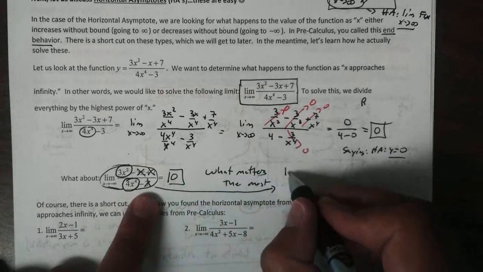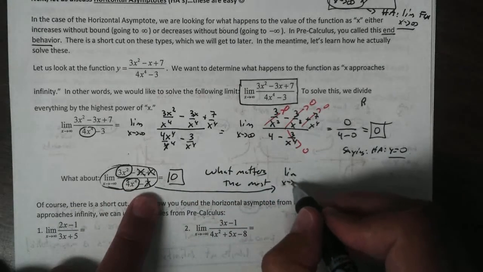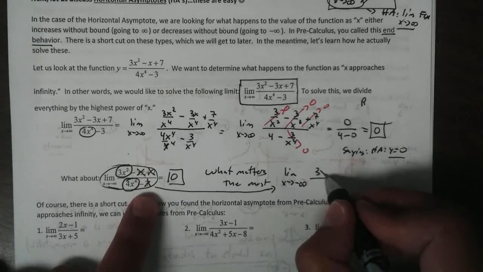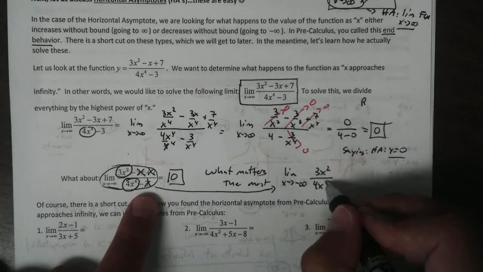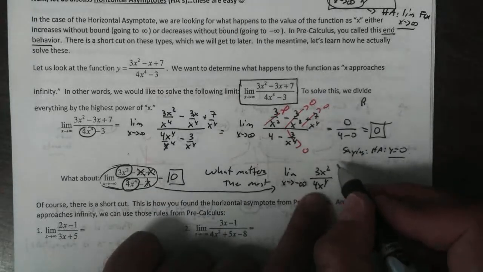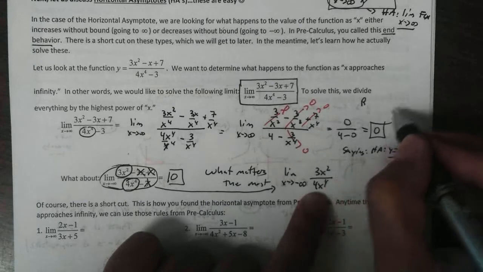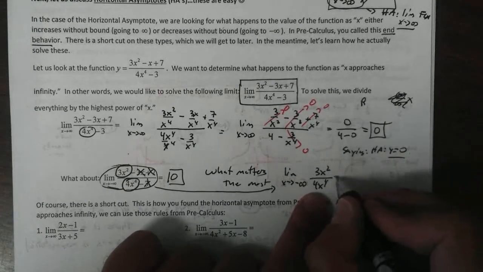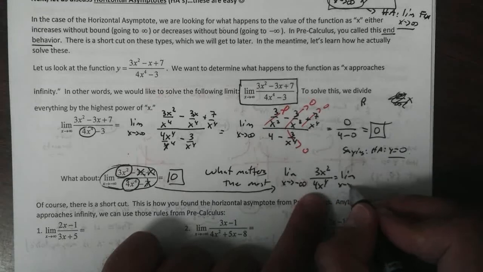So what I'm left with is the limit as x goes to negative infinity of 3x squared over 4x to the fourth. Now, we don't want to plug infinity in right now because you would get infinity over infinity, and that's bad. We don't like that. Ew, yuck. So use algebra. Don't forget to copy your limits.